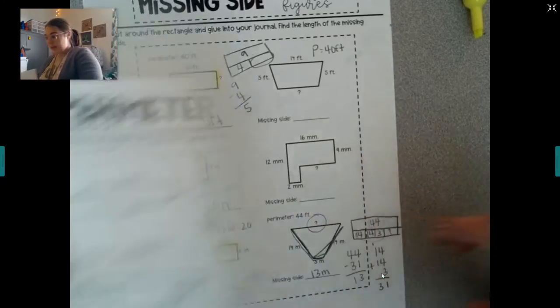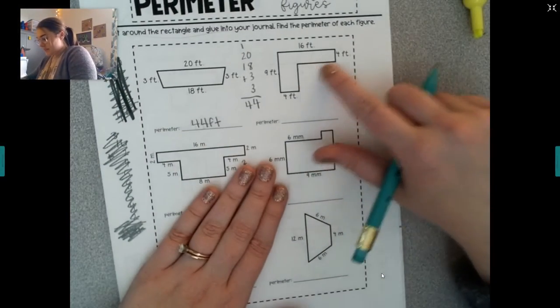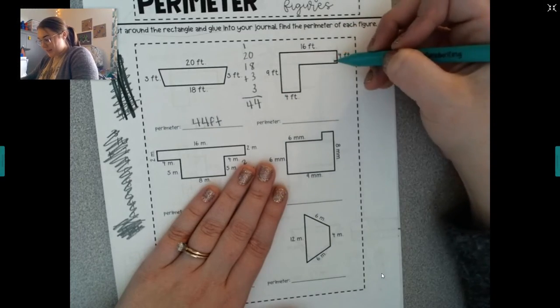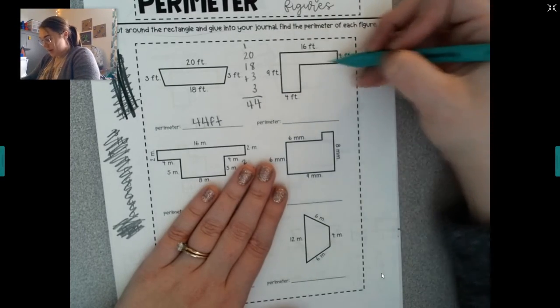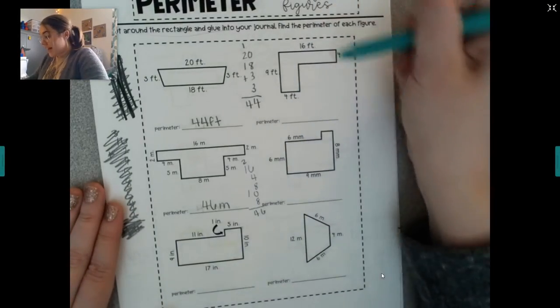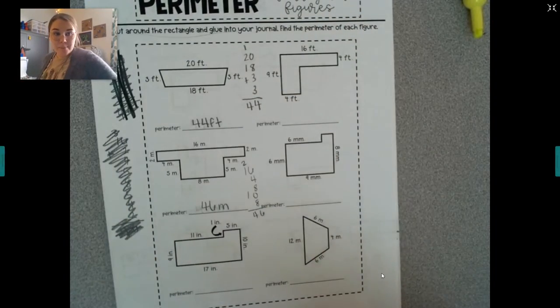Now on these over here, these are missing some sides. So you would take the whole and the part and subtract them, and the whole and the part and subtract them. But when you're finding the perimeter, all you have to do once you have all of your sides is just add them all up.